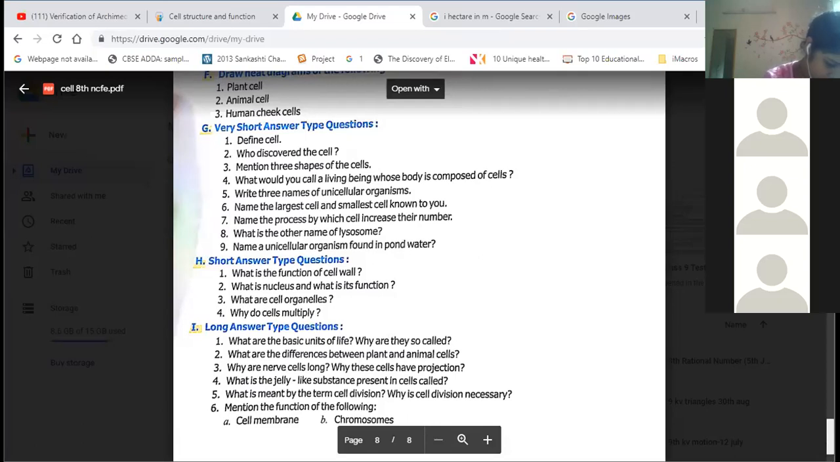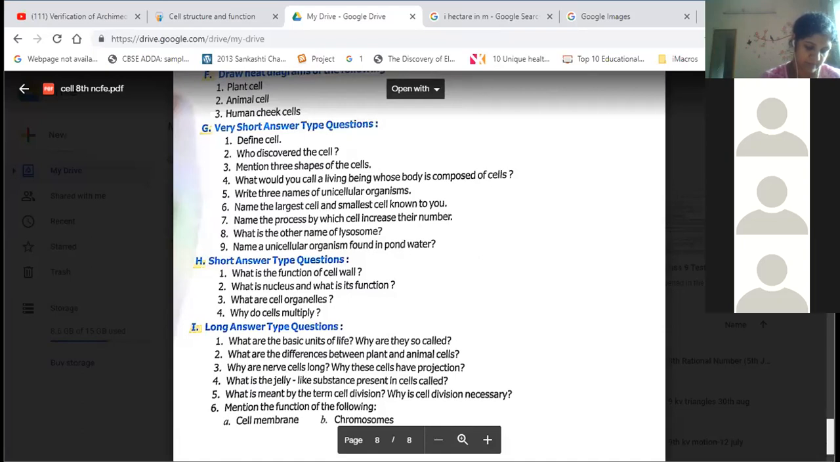Ma'am, long answer, third question. Why are nerve cells long? What is their main function? Ma'am, to transport information from the brain to other organs. The transportation, that is passing the information to and fro between the brain and the different cells of the body. So if it is long, this process can be done faster. Yes, ma'am.